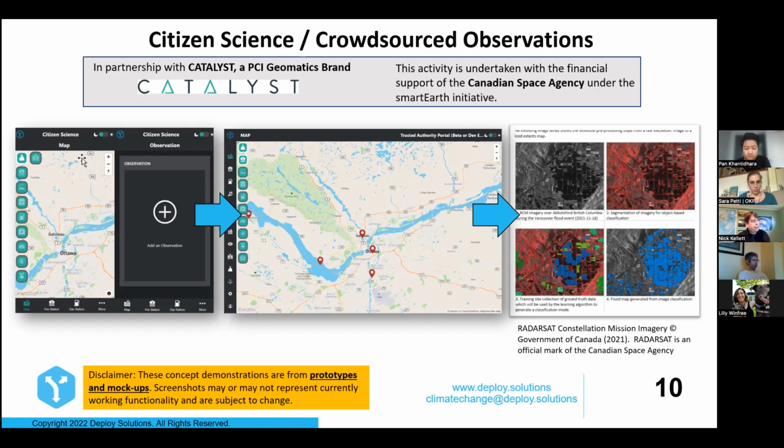So the idea is that an individual would be able to take a photo on their mobile device or a video or more than one, and upload that to this trusted authority section. The trusted authorities would be able to look at this information and curate it, and then they'd be able to attach it to the satellite imagery processing algorithms that are in effect. So that's what we're working on right now.